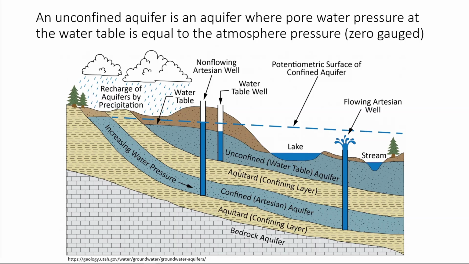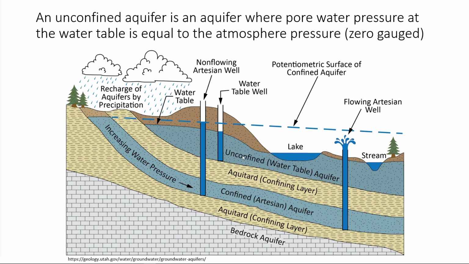And between two confining layers, what do you find? You find your confined aquifer. So what do you think would be the difference between these two aquifers, the confined aquifer and the unconfined aquifer? Well, of course, the most obvious difference is that the unconfined aquifer is connected to the land surface.